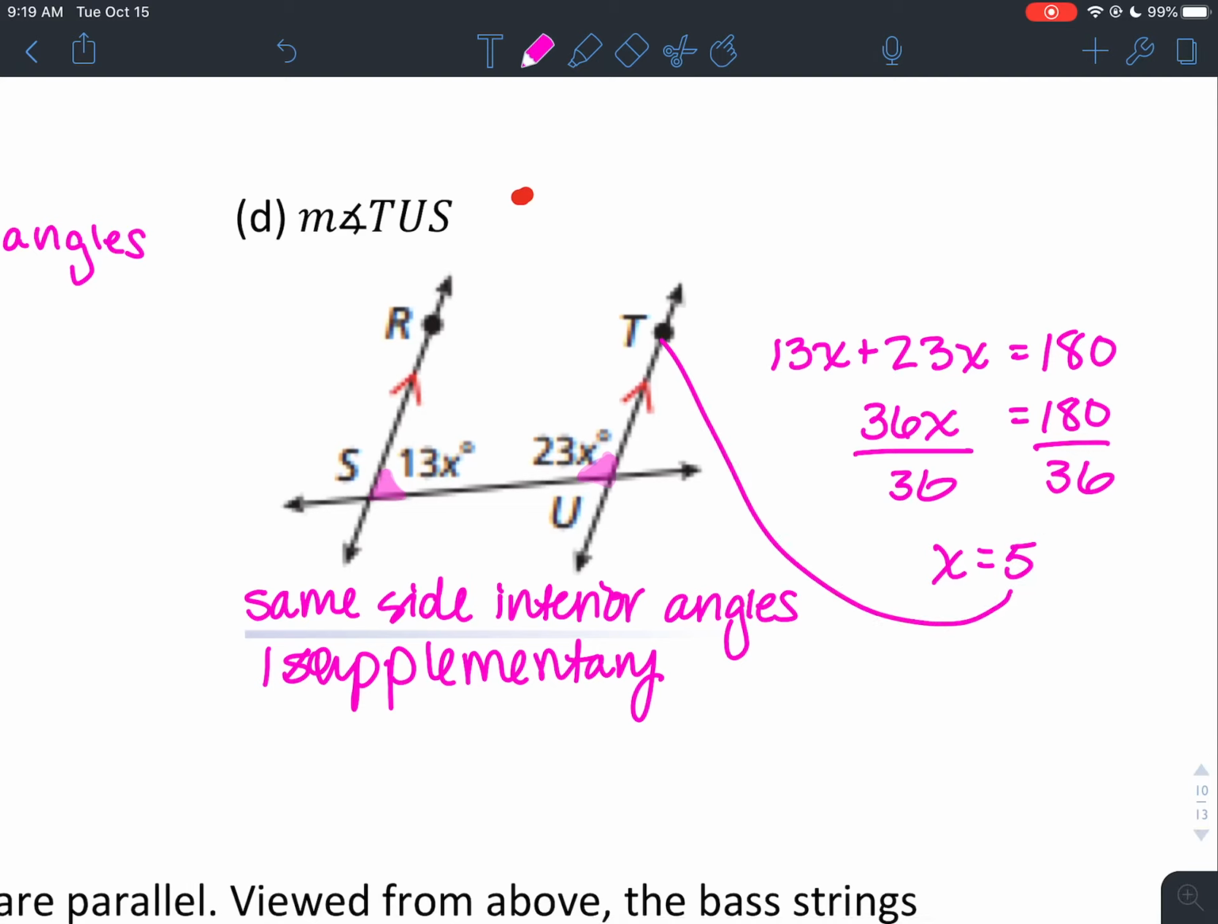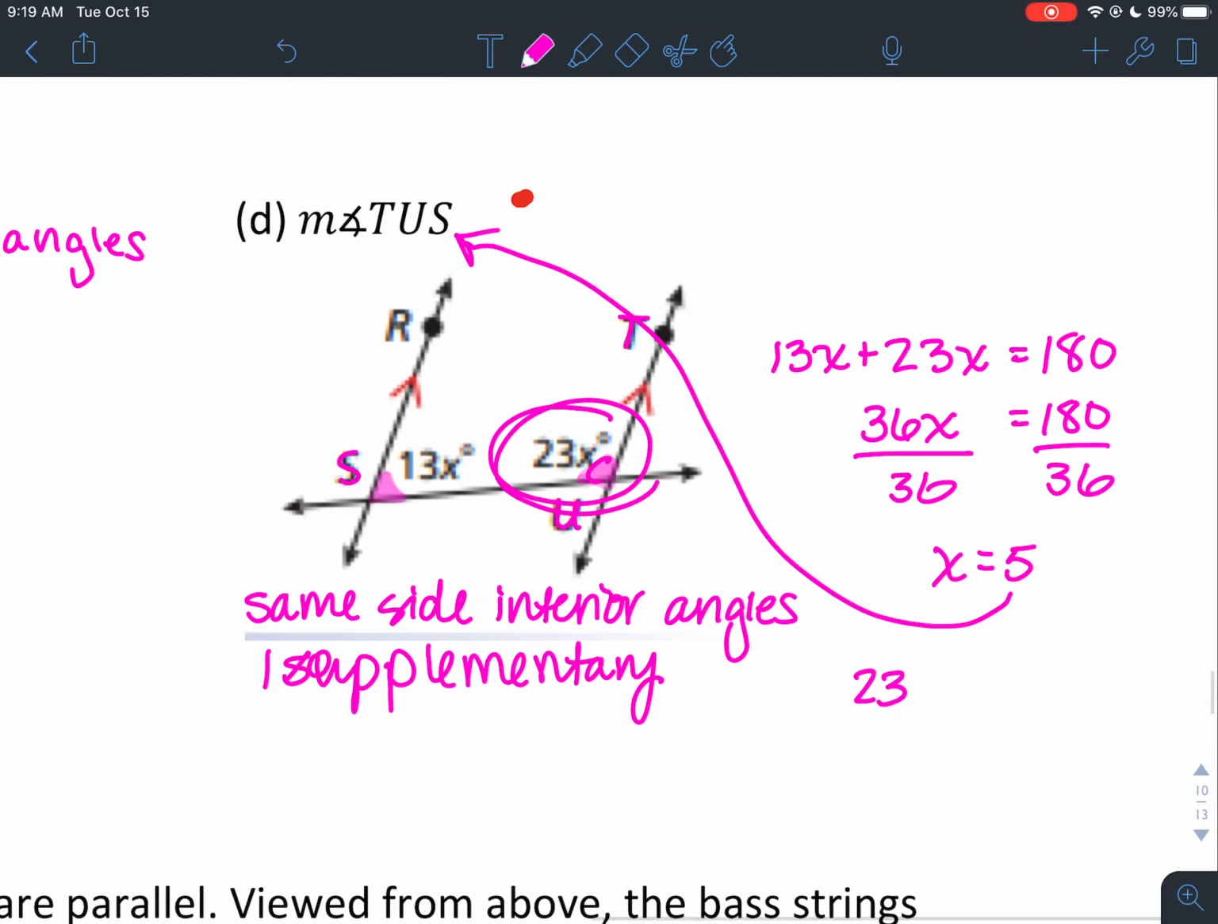They wanted to know what is the measure of angle TUS. So T is here, U is here, and S is here. So we're looking for this angle. And so if I take x and I plug it in, that means 23 times 5. So the measure of angle TUS is 115 degrees.